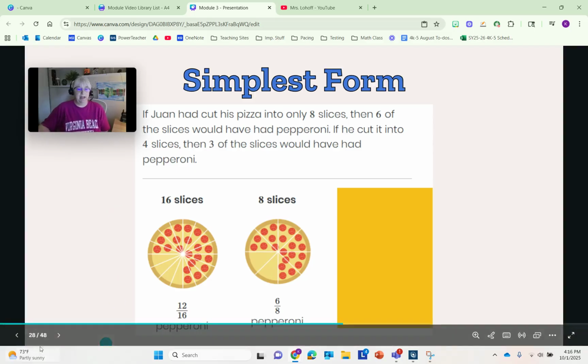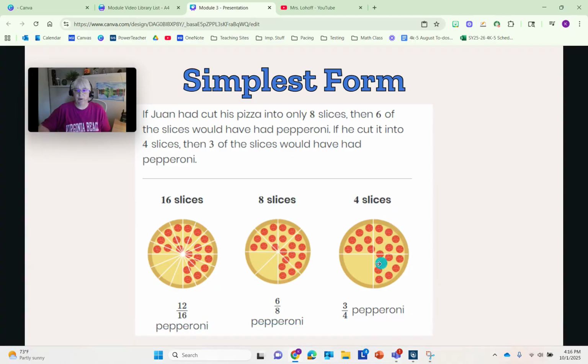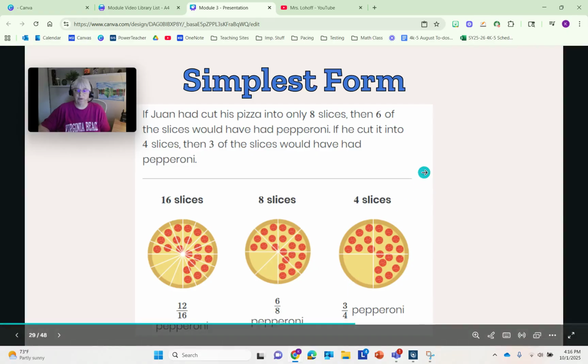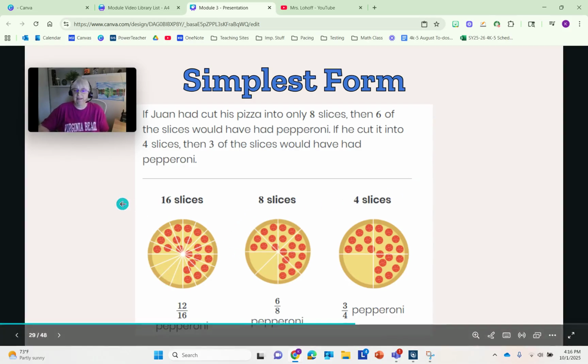Now, what if he'd only cut it into 4 pieces? Then it would look like this. And you can easily count our 4 pieces of pizza. There's the same amount of pepperoni on this pizza as the other ones. And this time, out of the 4 pieces, 3 of them have pepperoni. So the pizza is 3/4 pepperoni. That's simplest form. 3/4 is a simpler form of a fraction than 12/16.